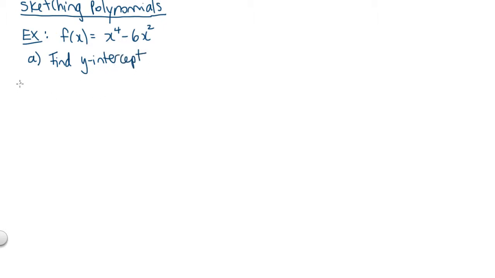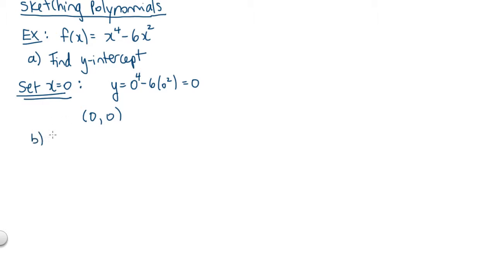To find a y-intercept, what we're going to do is set x equals 0, and we're going to figure out what our y value comes out to. So plugging in x equals 0 here, we get y equal to 0 to the fourth minus 6 times 0 squared. Okay, so y is equal to 0. That tells us that our y-intercept is the point where x is equal to 0 and y is equal to 0. So it's good to give that y-intercept as a point. We'll use that when we're sketching the graph a little bit later on.